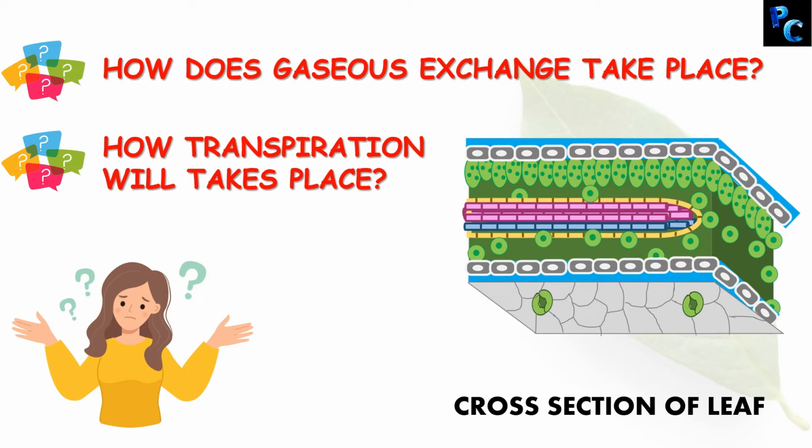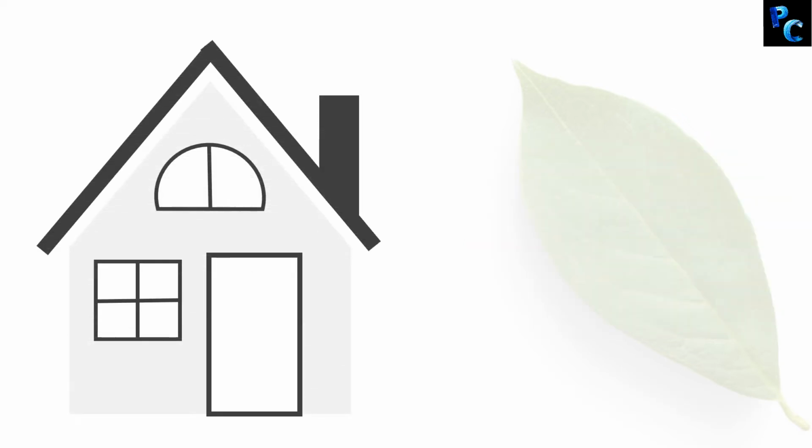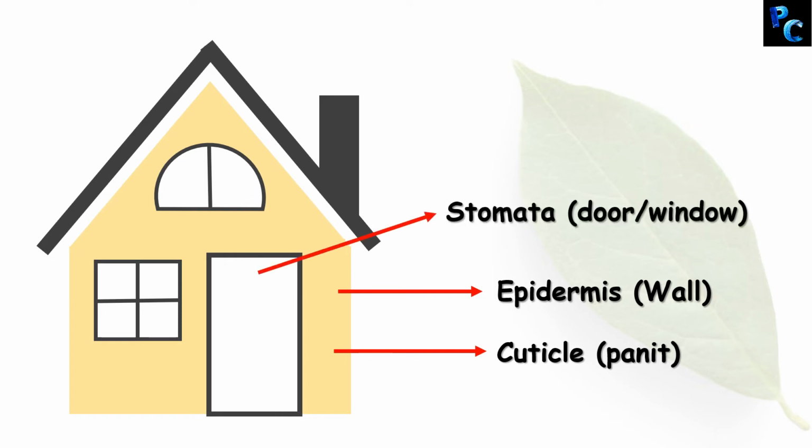Our nature mother is very smart. What she did, she said, I will keep some tiny pores within the epidermis. These pores are called stomata. So, the small pores are called stomata. Isn't it like the doors of the house? The entire wall is the epidermis. The waterproof weather shield paint is the cuticle. And the doors and the windows are the openings, that is the stomata.